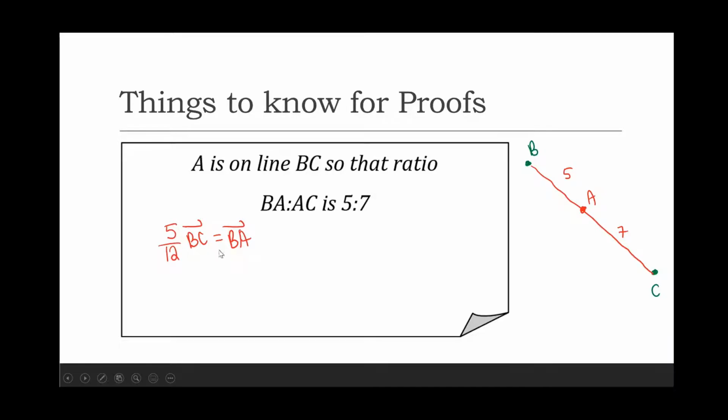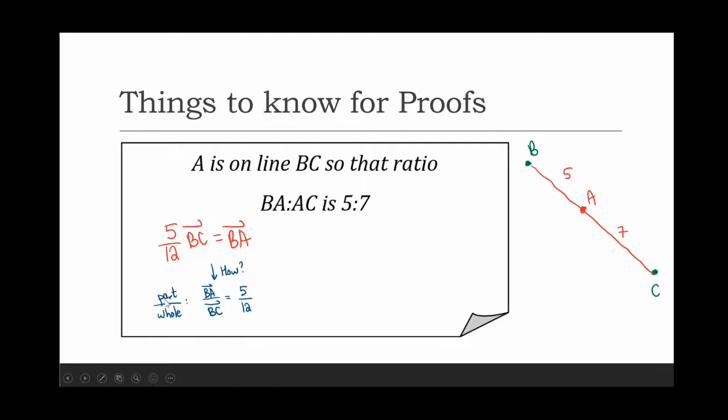5/12 of BC is equal to BA. You might say, well, how would you even know that this is the relationship? Here's my explanation. So what you could do is set up a proportionality like you've done in similar triangles.